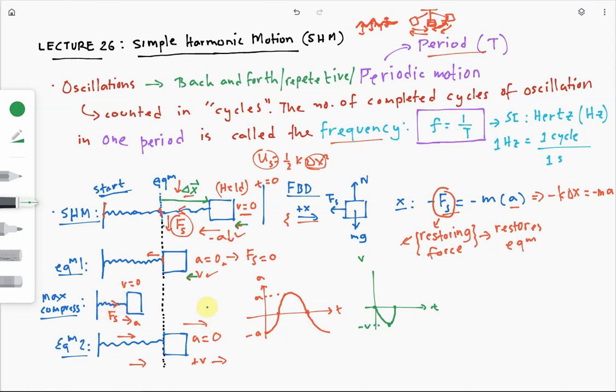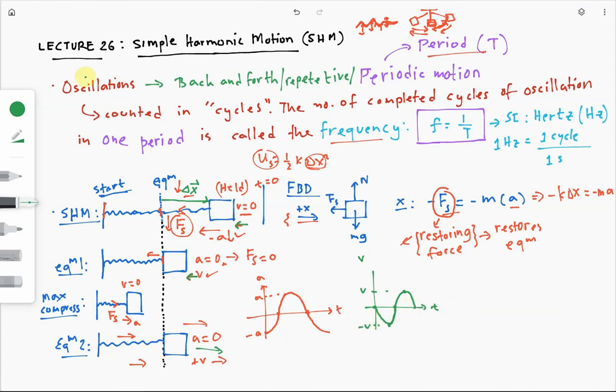At maximum compression, the velocity has gone to 0, and then beyond that, as the spring extends out, the velocity keeps increasing. At equilibrium, the velocity reaches a positive maximum value, and as the spring block system extends out again, it keeps decreasing like before and reaches 0 again at maximum extension. So this is how velocity looks.